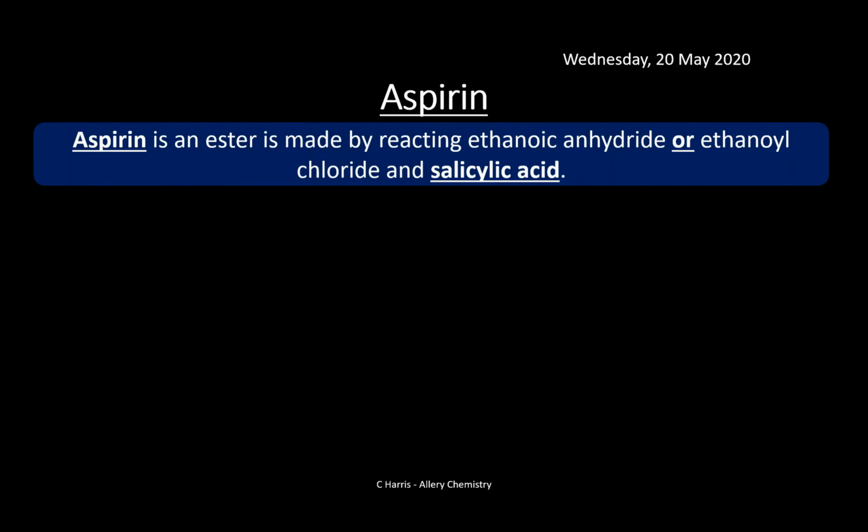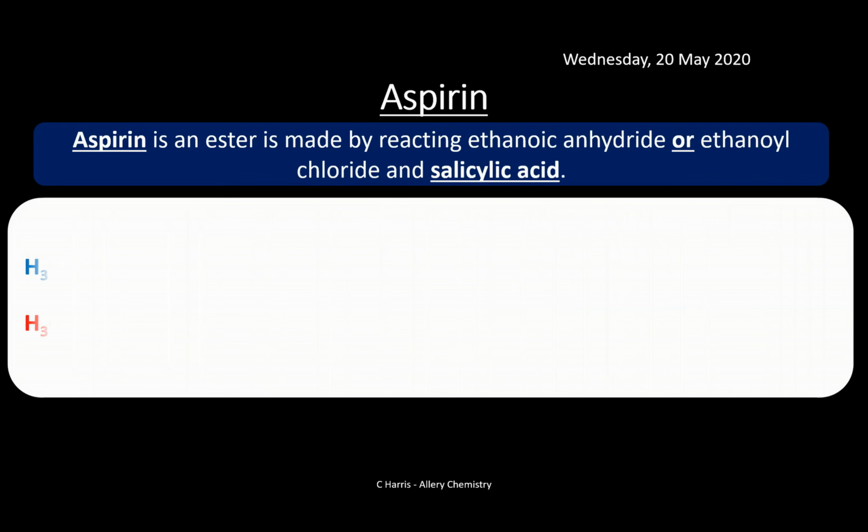Again, you might have done this in school or college. You might have made aspirin. It's a pretty straightforward reaction. It's a nice reaction. You get a nice white powder that's produced from aspirin. So aspirin is an ester. That's all it is. It's made by reacting ethanoic anhydride or ethanoyl chloride and salicylic acid.